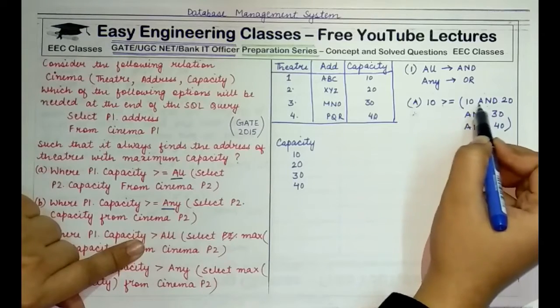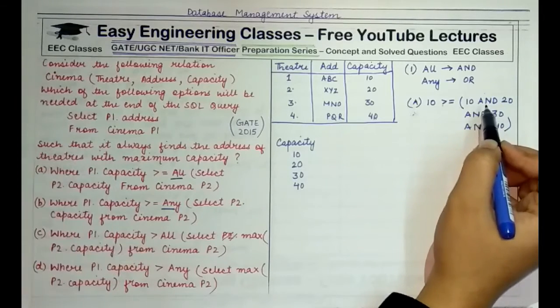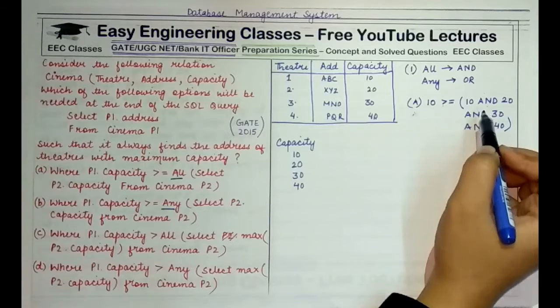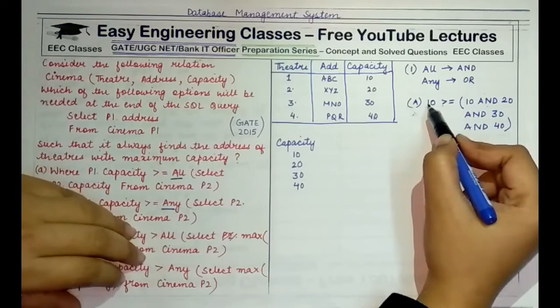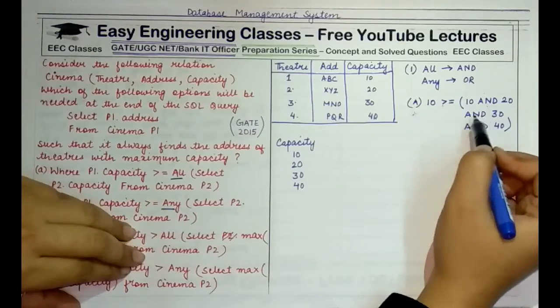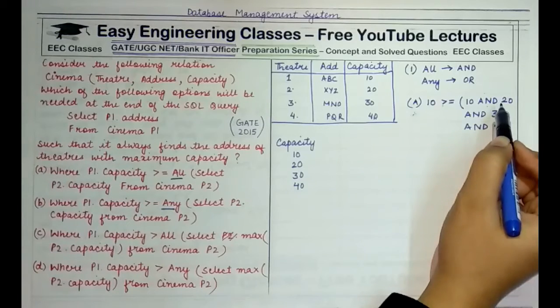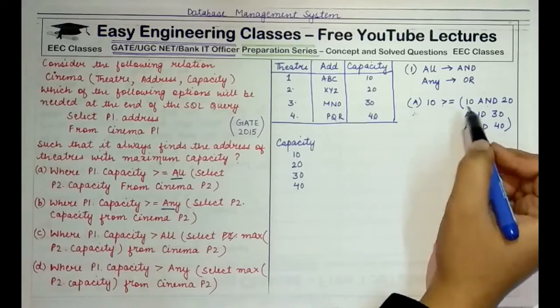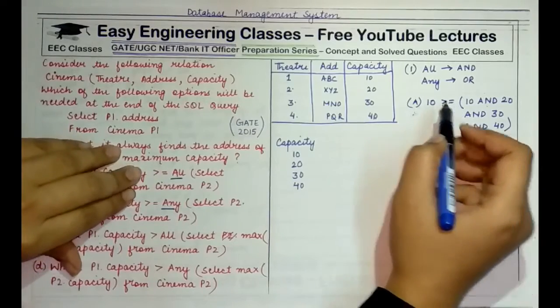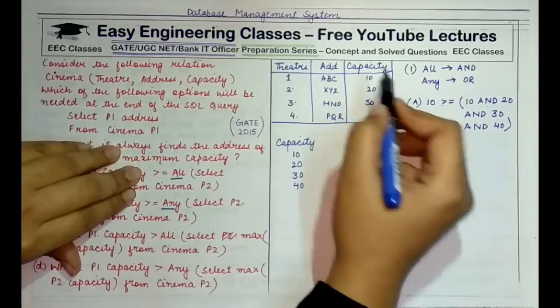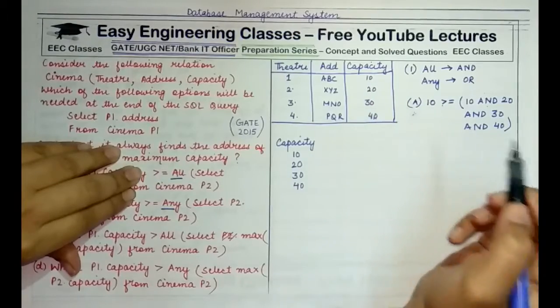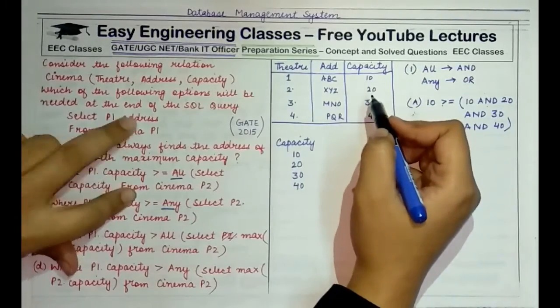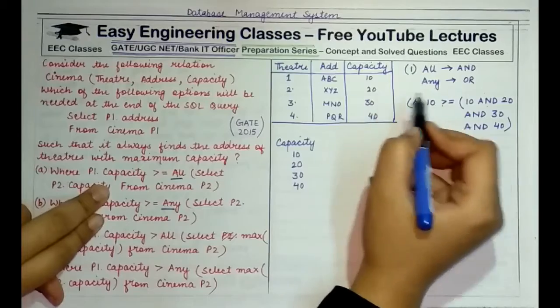So since the AND keyword says that each of the conditions should be true, that means the value should be greater than or equal to all of them, and only then would this combined condition be true. Since this is not the case for the value 10, 10 would not be chosen as the result of the outer query. Now for the outer query, we check for 20.